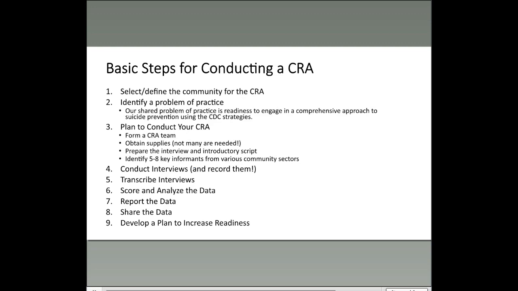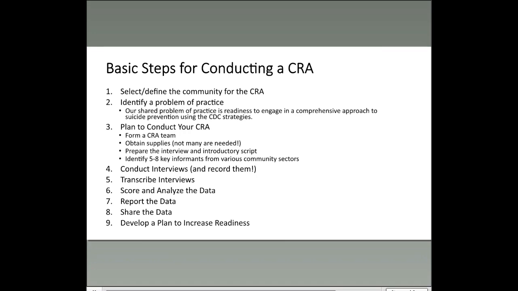There are some basic steps for conducting a community readiness assessment. First, you need to select or define the community for your community readiness assessment. It might be your county. It might be an area within your county. It might be a smaller population. Next, you're going to identify a problem of practice or issue for your community readiness assessment. For this initiative, our shared problem of practice is readiness to engage in a comprehensive approach to suicide prevention using the CDC strategies.